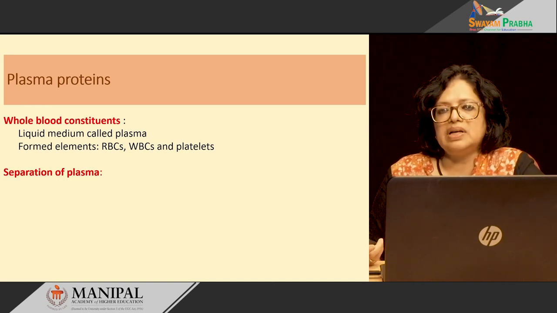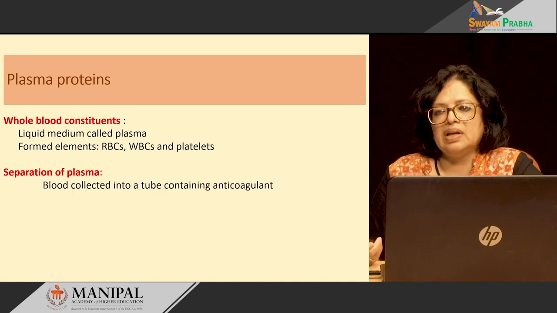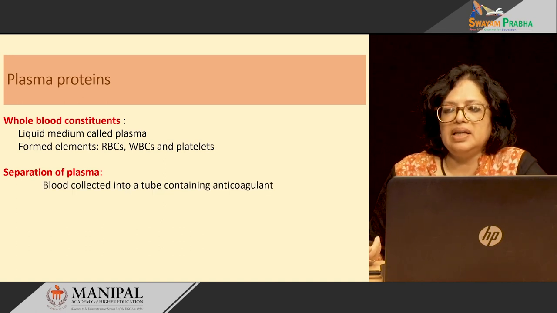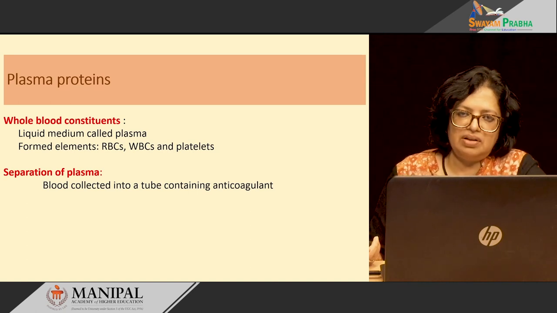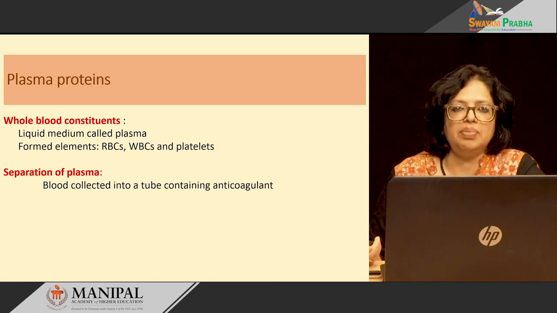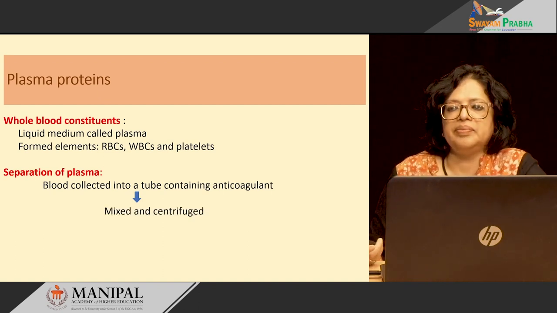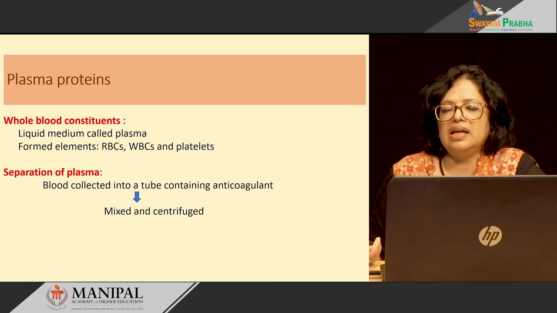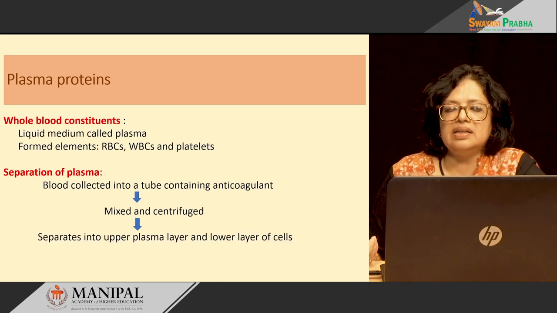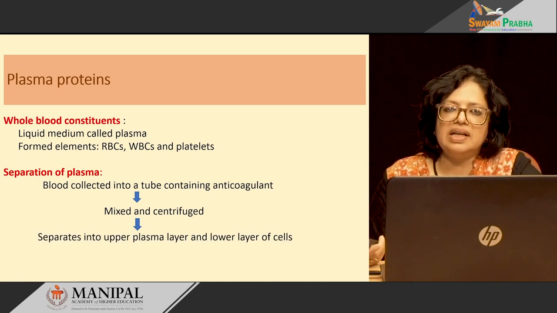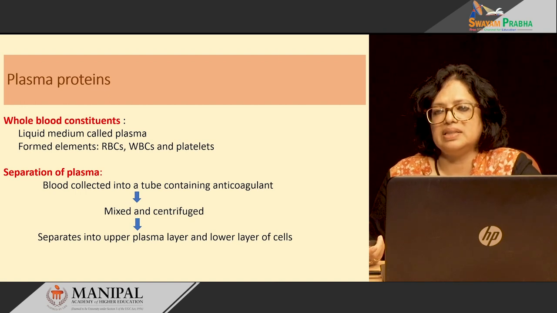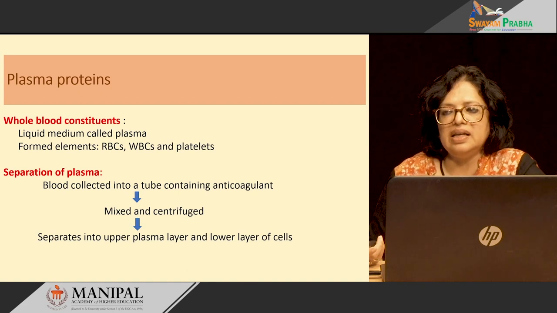How to separate plasma from whole blood? When blood is collected into a tube containing an anticoagulant, it may be citrate or oxalate or heparin, and then you mix it with the blood gently so as not to hemolyze the RBCs, and then you centrifuge the blood, the upper layer separates into a clear liquid which is called plasma, and there is a lower layer of packed cells containing RBCs, WBCs, and the platelets.